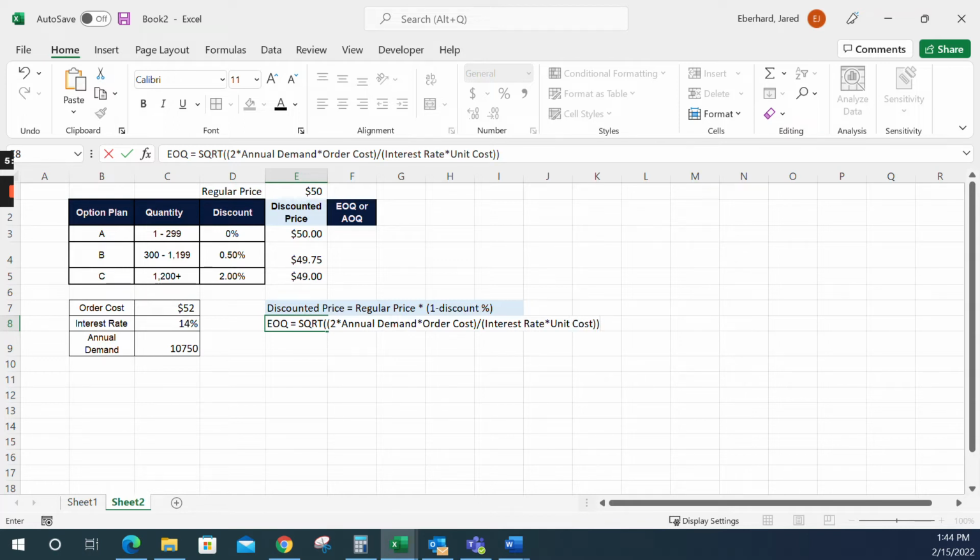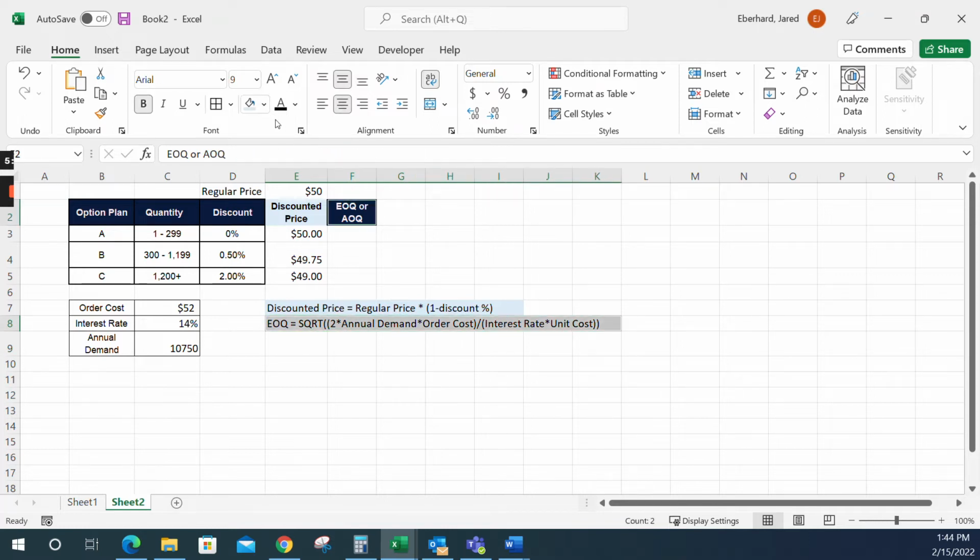The reason I did the two parentheses is that I have to make sure I get the square root of this whole formula. If I only take the square root of the first part and then divide it by this as its own standalone, my number is going to be off. How do I know? Well, let's go do the math.